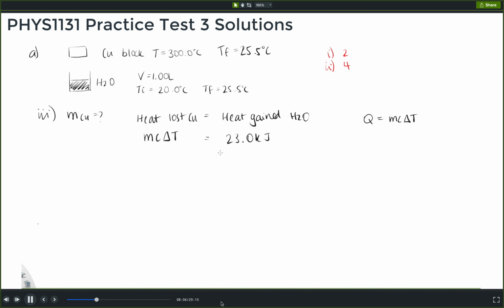23.0 kilojoules. Now, if we're talking about in terms of heat lost by the copper or heat gained by the H2O, since it's actually the heat that's being lost by the copper, we can actually put a negative on this. And this actually makes more sense in a little bit. So this is the value that we want here. So let's rearrange this equation for that.